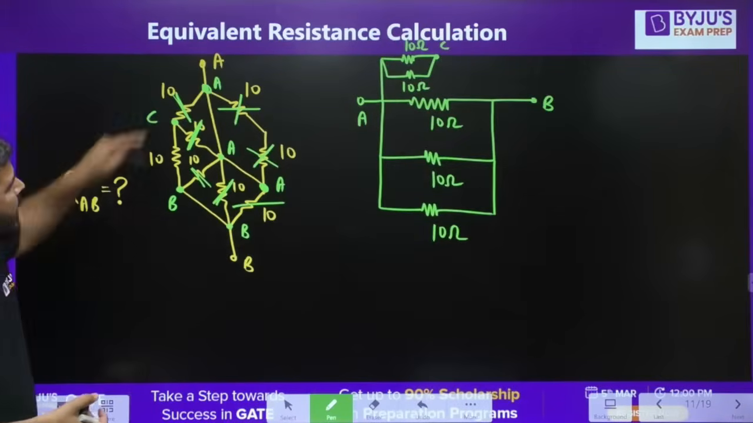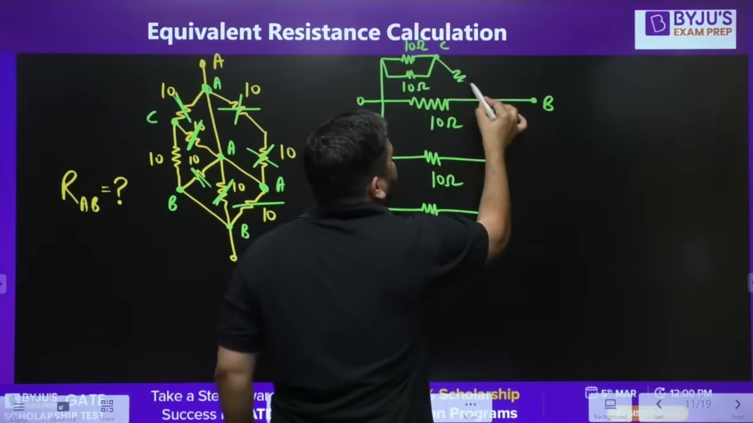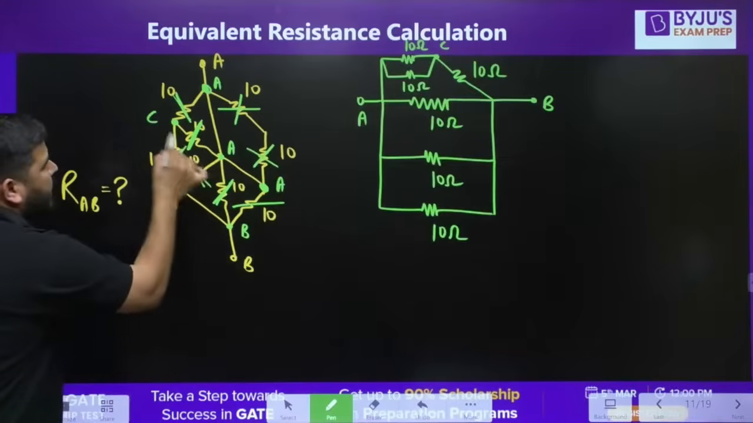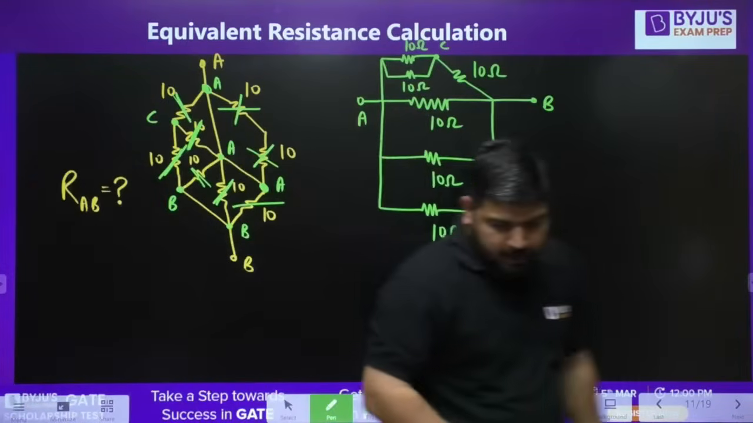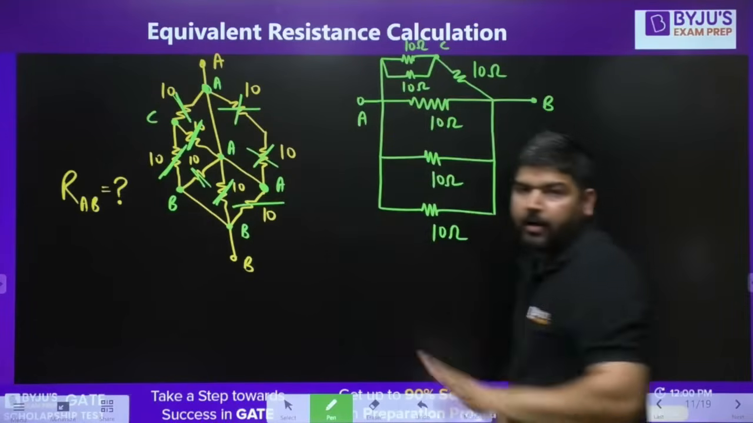Now from C to B, we have 10 ohm. From C to B, we have 10 ohm. This resistance I have covered. From C to B, we have 10 ohm. So every resistance I have taken care of. Every resistance is covered now.